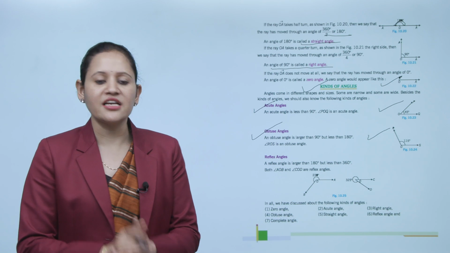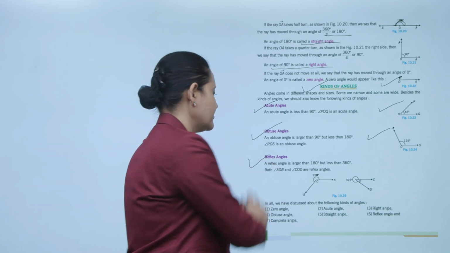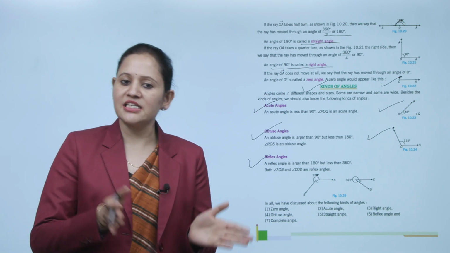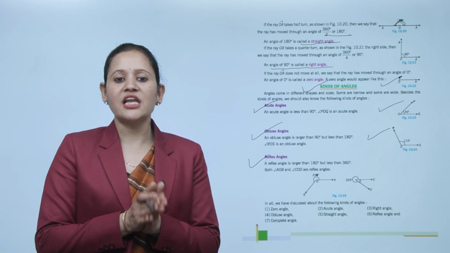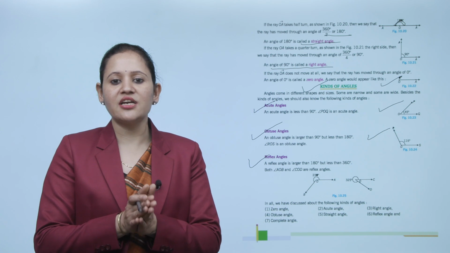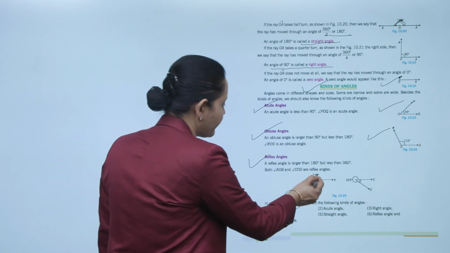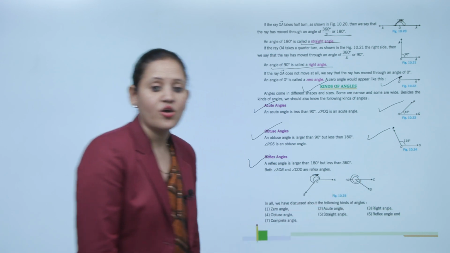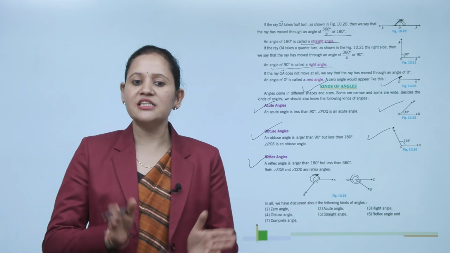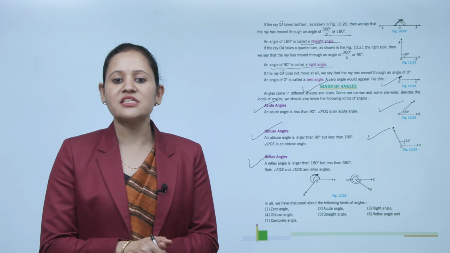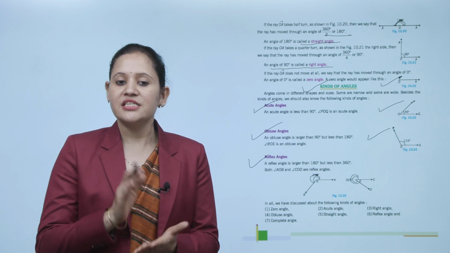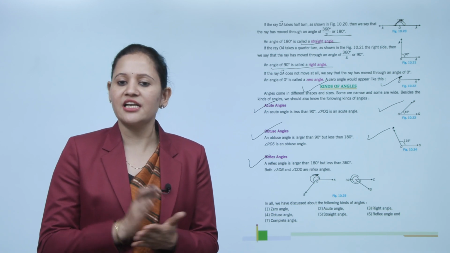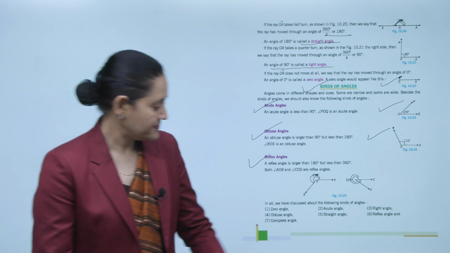Next is the reflex angle. A reflex angle is larger than 180 degrees but less than 360 degrees. Both angle AOB and angle COD are reflex angles. So here, these are reflex angles. They are more than 180 degrees but less than 360 degrees. In all, we have discussed the following kinds of angles: zero angle, acute angle, right angle, obtuse angle, straight angle, reflex angle and complete angle.